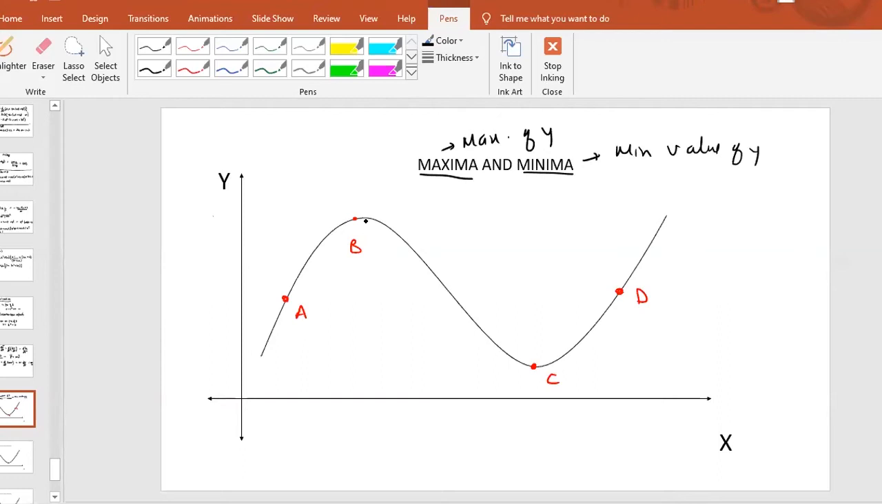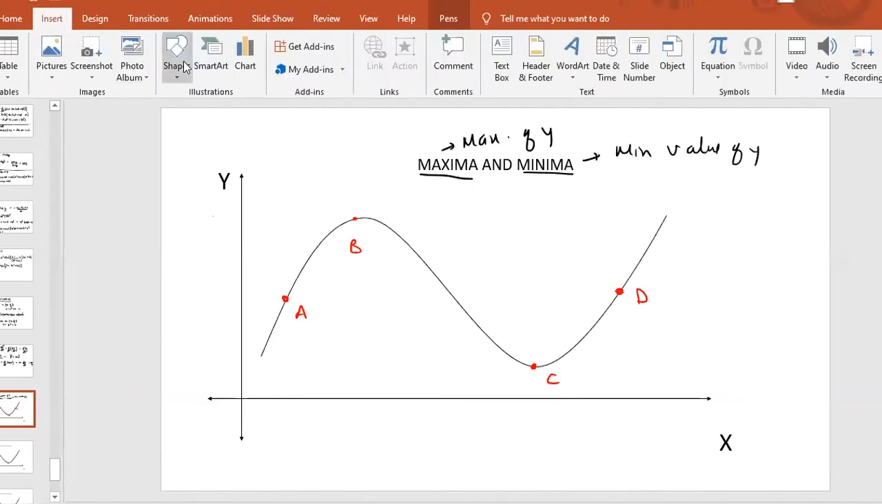Which point will have the maximum? B. How can you say that? We can say that because if you look at this graph, the highest peak value of this graph will be the maximum value, and the lowest point will be the lowest peak of this graph. Now, if you simply remember the concept of graphs.